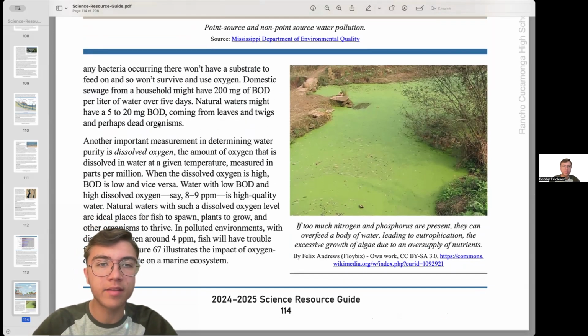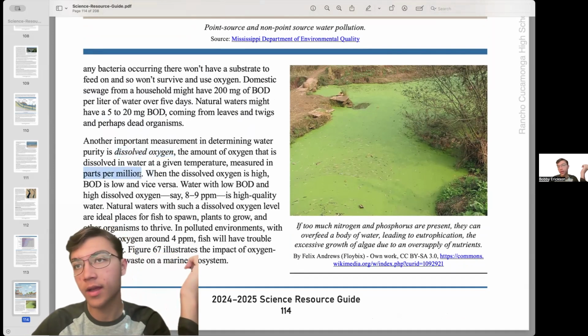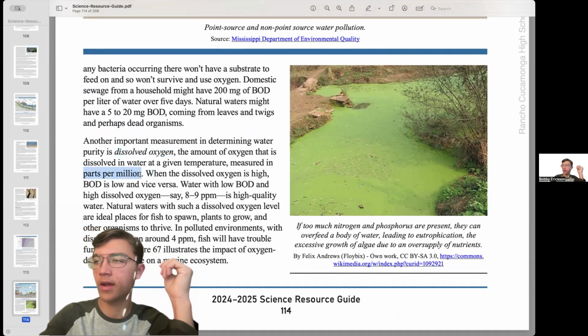Then we can see how much dissolved oxygen is actually in the water. This can be measured in parts per million, or ppm, just like carbon dioxide in the atmosphere.